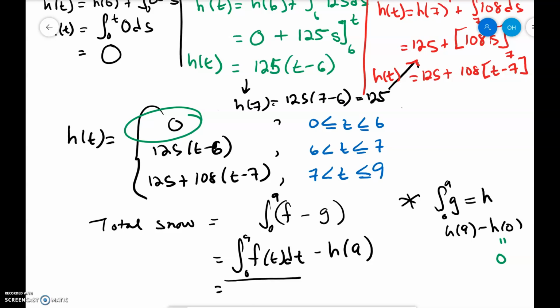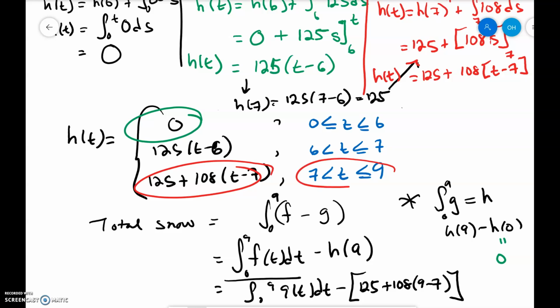So now I put this into the calculator, and then I plug in 9 into this equation, and I have the integral from 0 to 9 of f of t dt minus, and I'm just going to do 125 plus 108 times 9 minus 7, which is this one right here. Remember, this is the one I have to use because this is the domain that it fits in this piecewise. And then you end up with the final answer, which is approximately 26.3345, and that's cubic feet.